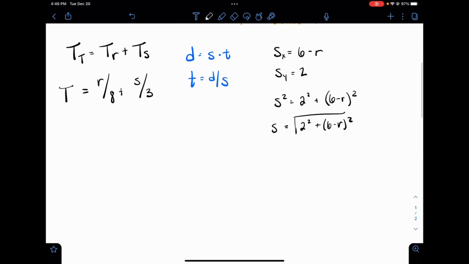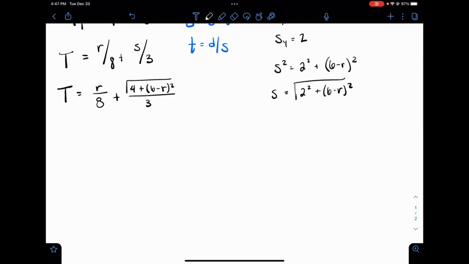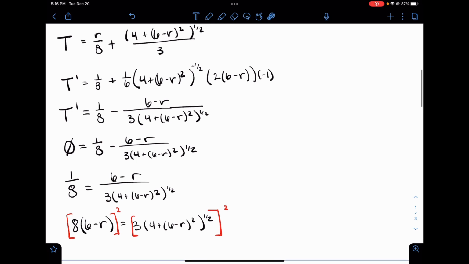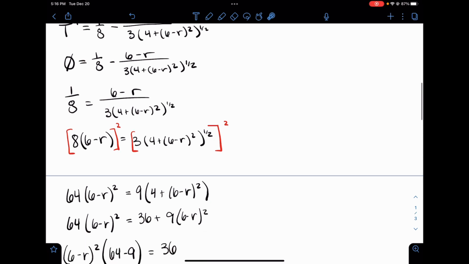So now we can plug that in to this equation over here. Once we have that equation, you can now see the only variable we're dealing with is the distance ran. Our next step is to take the derivative of this equation and set it equal to 0. I've gone ahead and taken the derivative of this equation, and then once I did that, I set it equal to 0, which is this step right here. Once you've set it equal to 0, you can then go ahead and solve for r.